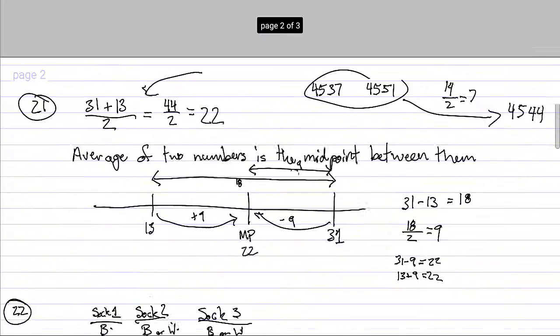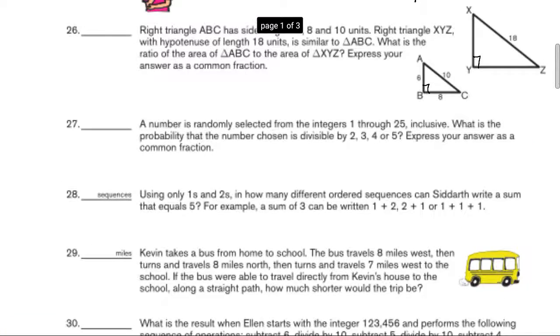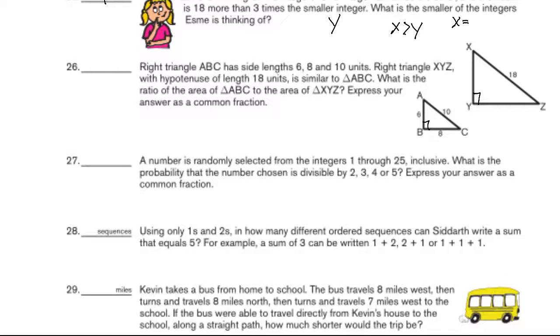Alright, we're working on problem number 26. I actually got started on this one a little earlier and then got interrupted, so I'm just going to jump right in. We've got two triangles, one of sides 6, 8, and 10, and the other, where we're only told the length of one side, the hypotenuse, which is of length 18. We're told these two triangles are similar.